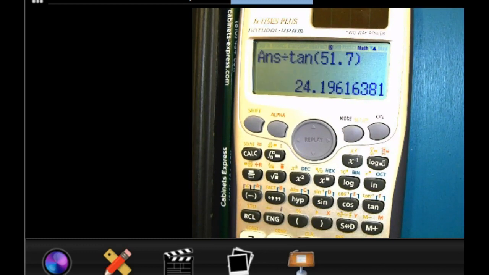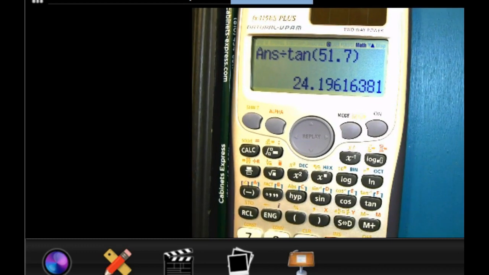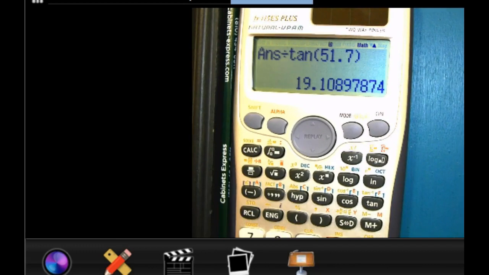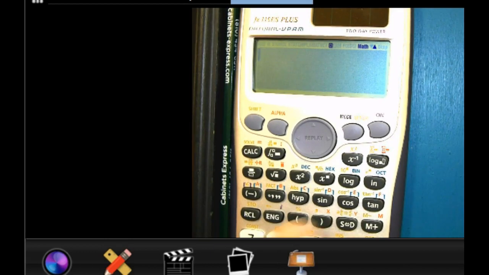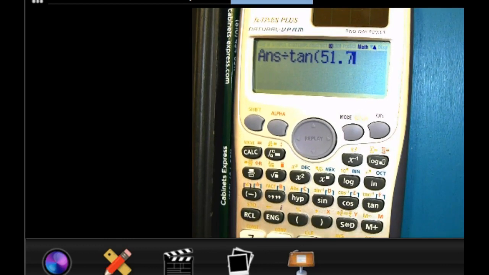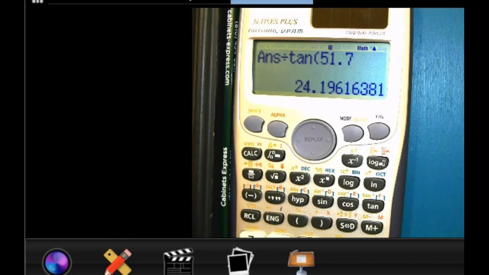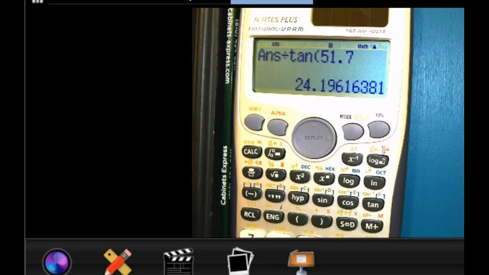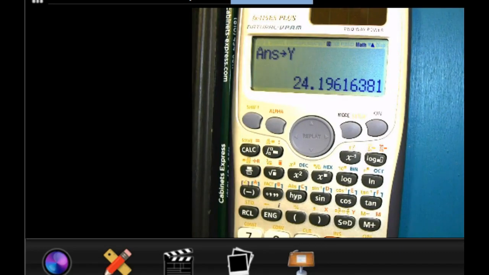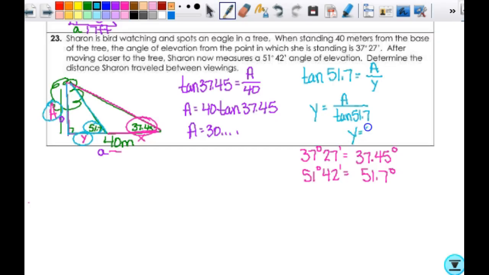And that gives me the y value, so I'm going to store that. Ooh, didn't mean to do that. Let me do that again. Recall A divided by the tangent of 51.7. Okay, so that was the number that I had. I accidentally hit the wrong button. So I'm going to store that, so shift recall, and I'm going to store that in y, because that's what I called it on my picture. So now that I have y, it's 24 something.